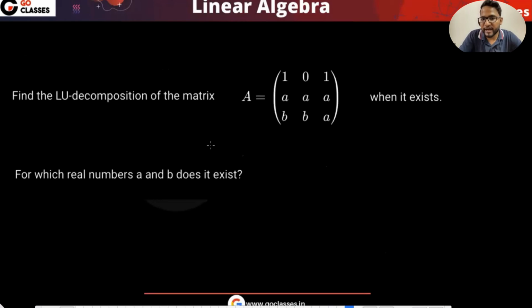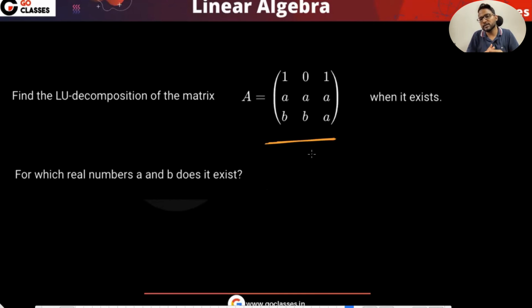They are saying find the LU decomposition of this matrix when it exists, and for which real numbers A and B does it exist. That's what they are asking. They have given a matrix. First of all, find the LU decomposition when it exists, which means set some condition on A and B, if at all required. If it is not required, then awesome. If required, find L and U, and also tell the condition that you have applied to find the LU decomposition.